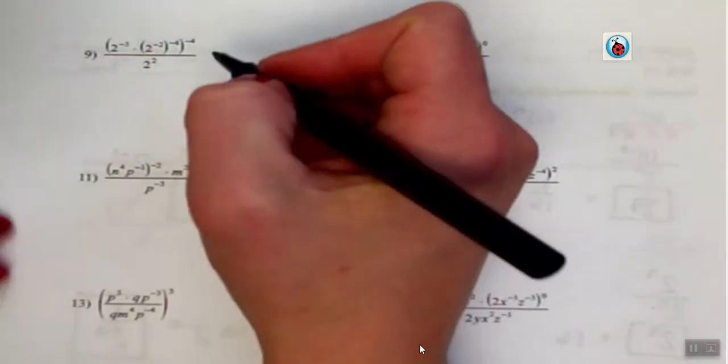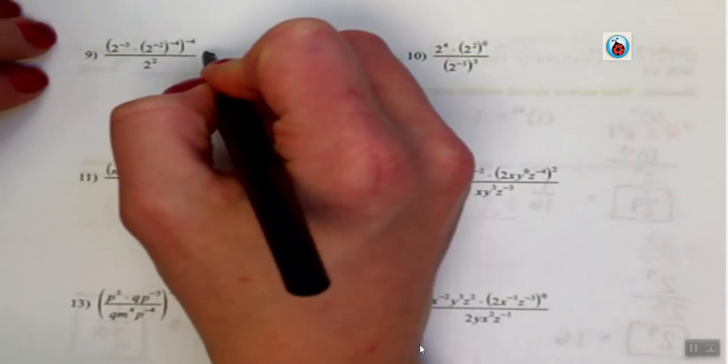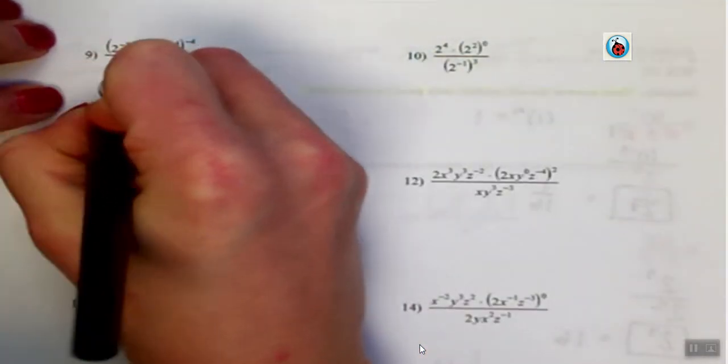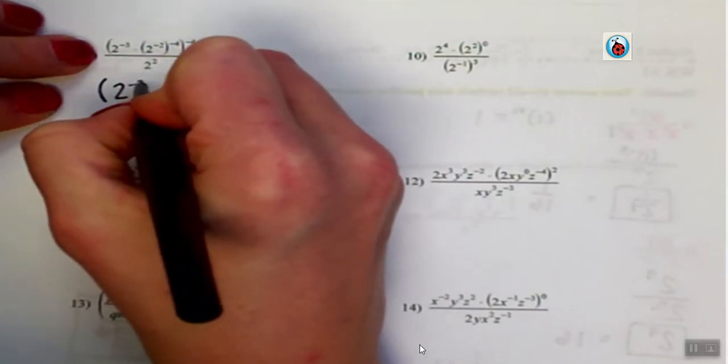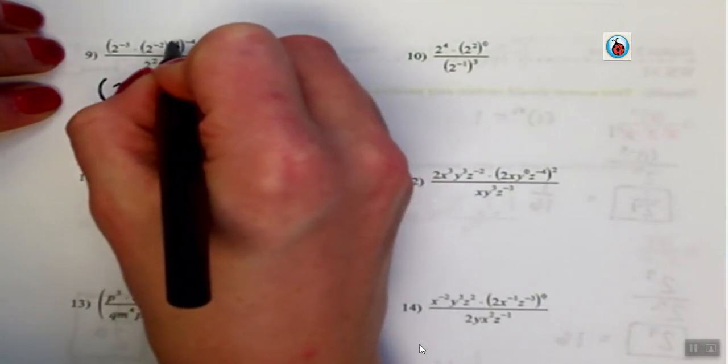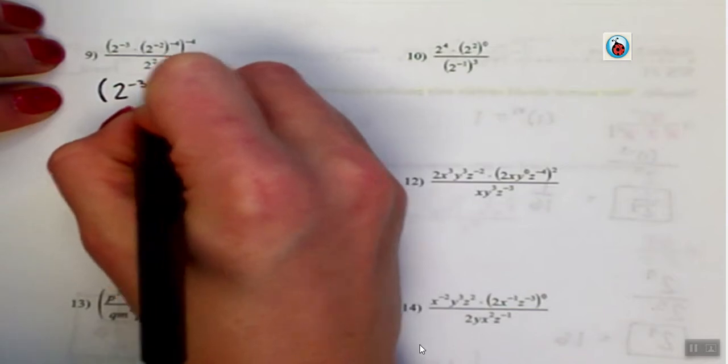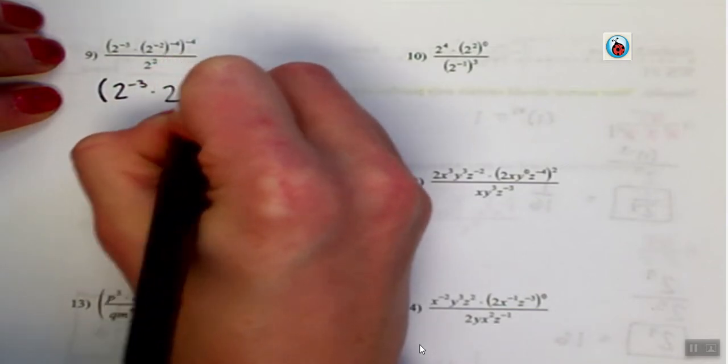All right, let's keep going. Okay, so let's start on the inside here and see what we can do. 2 to the negative 3. So let's deal with this part. Negative 4 times negative 2 is 2 to the positive 8.